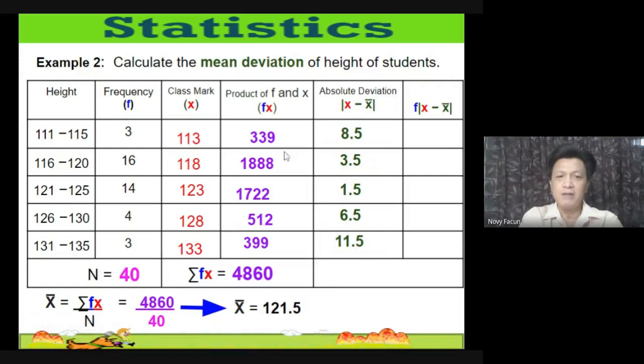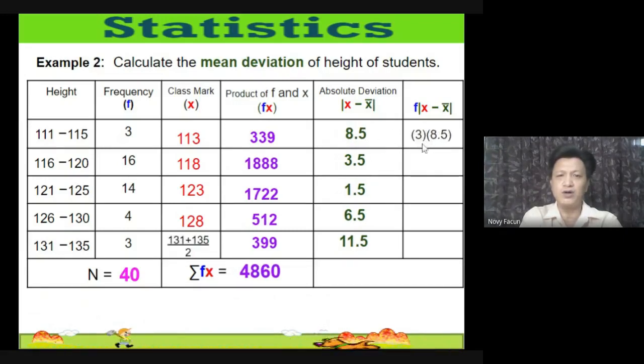And then, kapag nakompleto na natin yung absolute deviation, you can now get the product of the frequency and the absolute deviation. Mumultiply lang natin yung 3 dito sa nakuha natin 8.5. So that will become our solution. 3 times 8.5, meaning to say that is equal to 25.5. Dito naman, 16 times 3.5, that is equal to 56. Then 14 times 1.5, that is equal to 21.